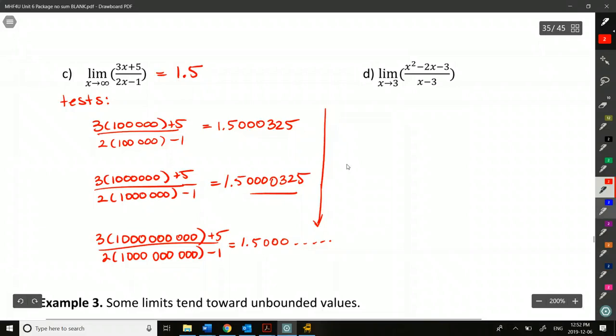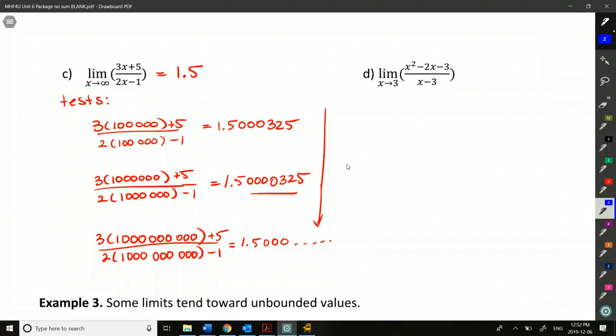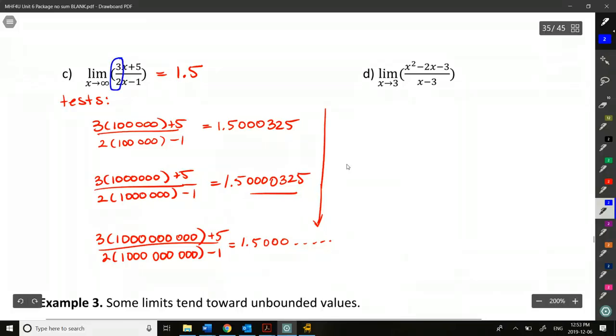Now, how could I have gotten 1.5 from this equation without having to do all of those tests? No, Newton is for slope of the tangent. That's for instantaneous rate of change. We're just trying to figure out what y value is being approached when the x approaches infinity. Easier than that. 3 divided by 2. Hey, look at that. This value right here is actually the horizontal asymptote of the function, 1.5.